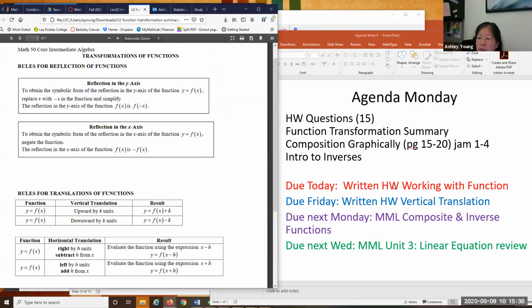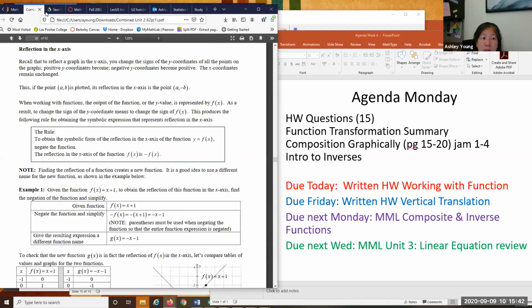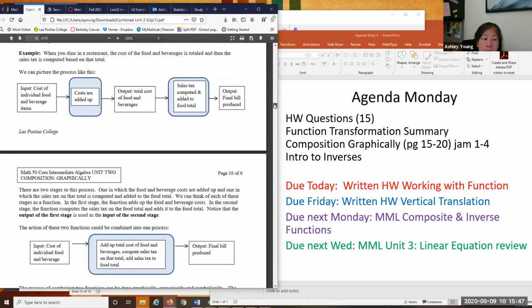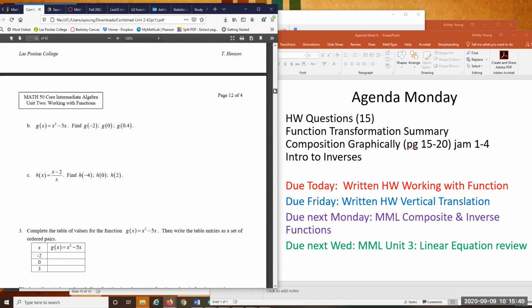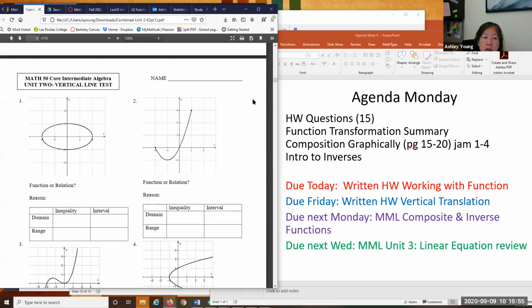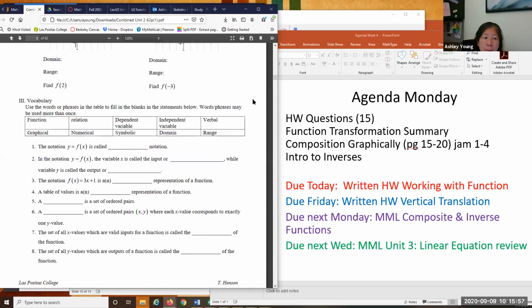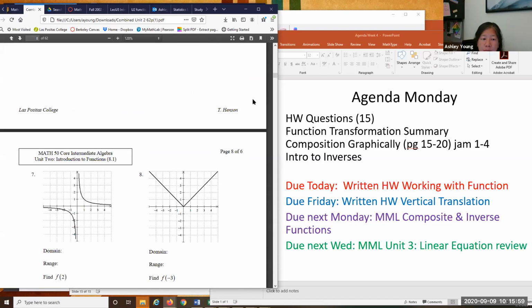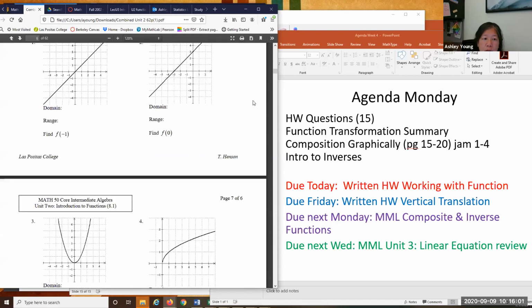But the written homework, working with functions, if you're wondering what that one is, from earlier. And are you going to post that up on Canvas after class? Yes. Okay. I don't know if it was this one.